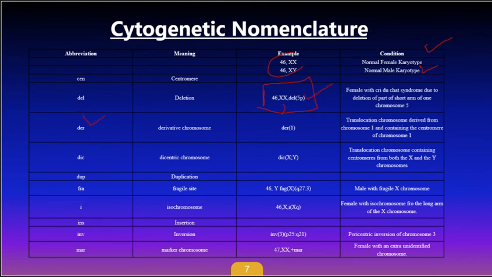Next is der. Der means derivative chromosome. Der(1) is a translocation. Translocation means exchange of chromosomal material or genetic material derived from chromosome number 1 and containing the centromere of chromosome 1.